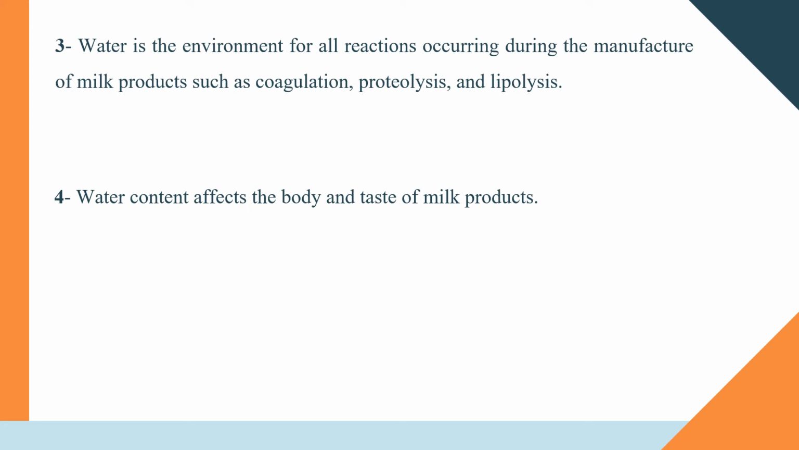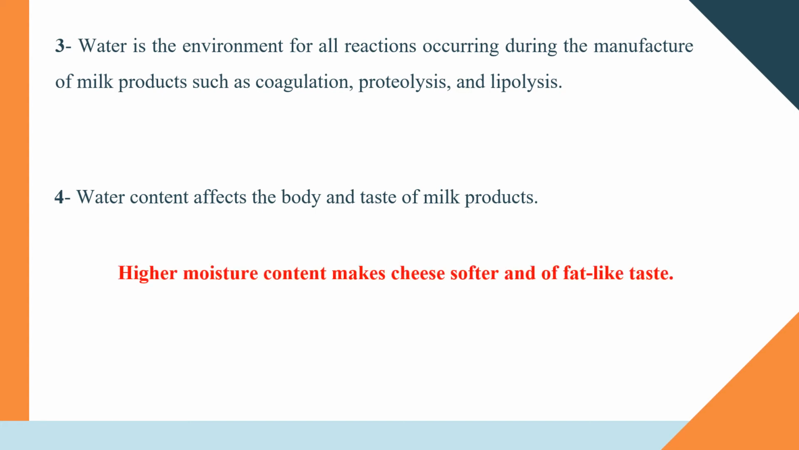Water gives softness and gives fat-like taste to dairy products. In cheese, when cheese contains more water, it is going to be softer, as we have seen. We mentioned that soft cheese contains from 50 to 70, but hard cheese contains from 30 to 40 moisture. So that's why the first one is soft. It's called soft cheese because it contains more water, and the second category called hard cheese, since it contains less water and has harder body.